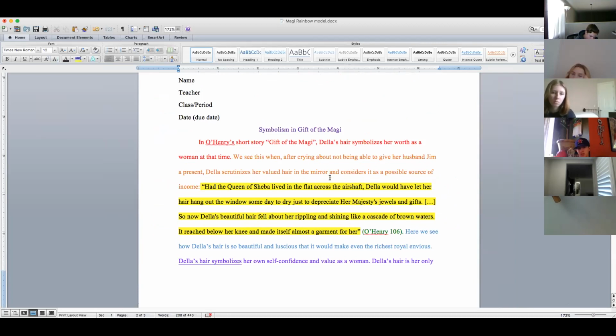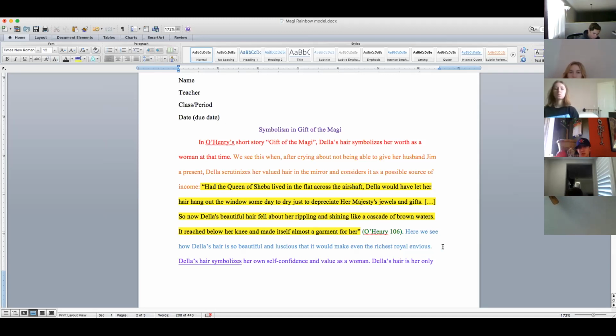In O. Henry's short story, Gift of the Magi, Della's hair symbolizes her worth as a woman at that time. We see this when, after crying about not being able to give her husband Jim a present, Della scrutinizes her valued hair in the mirror and considers it as a possible source of income. Had the Queen of Sheba lived in the flat across the air shaft, Della would have let her hair hang out the window some day to dry, just to depreciate Her Majesty's jewels and gifts. So now Della's beautiful hair fell about her, rippling and shining like a cascade of brown waters. It reached below her knee. It made itself almost a garment for her. O. Henry, 106.